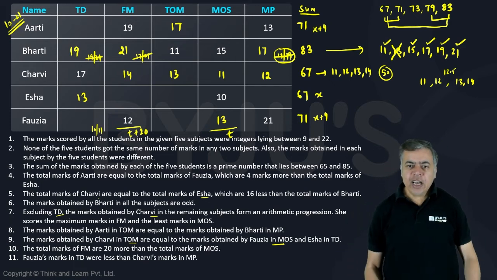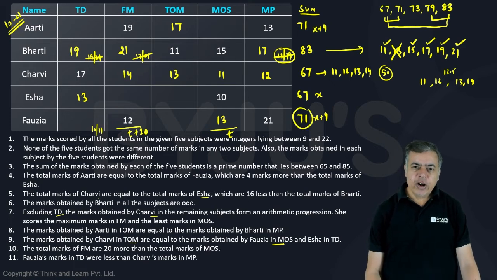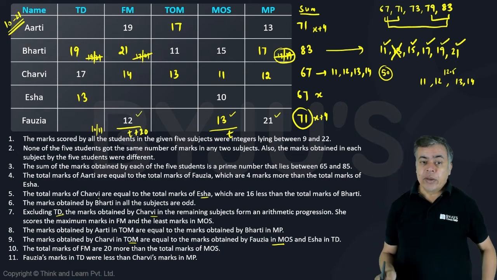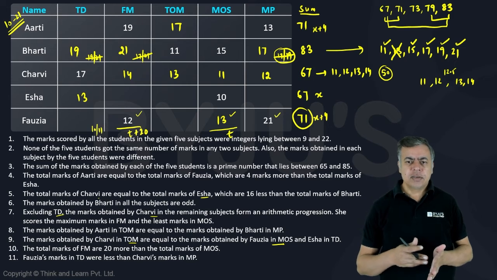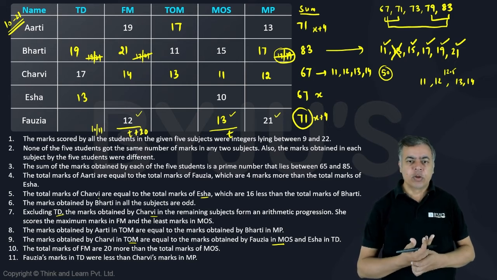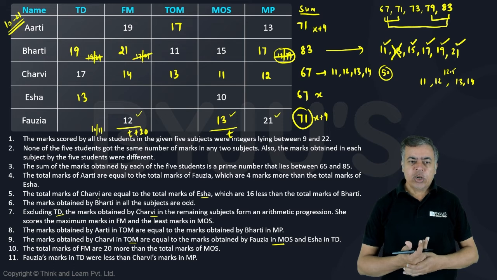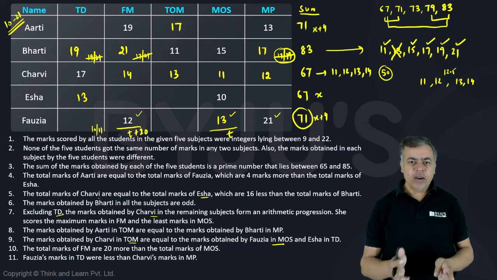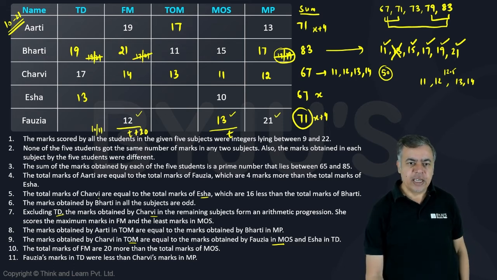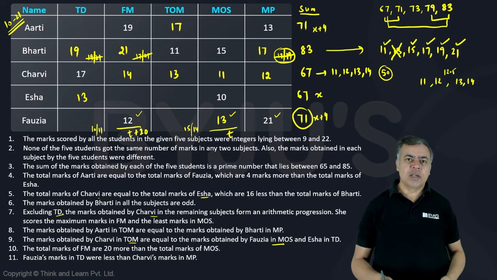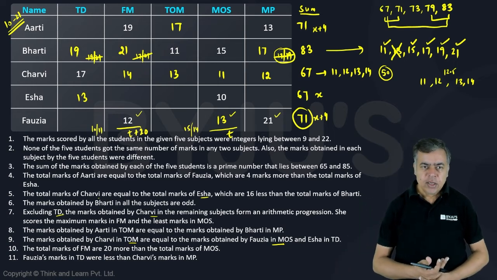Okay, see, I know the total of Fozia, which is 71. We already have 21, 13, 34, 34 and 12, that will be 46. Now the remaining is 46 plus 25 would be 71. So the remaining total is 25. So it can be 10 plus 15 or 11 plus 14. If here it is 10, it can be 15. If here it is 11, then it can be 14, because the remaining total must be 25.